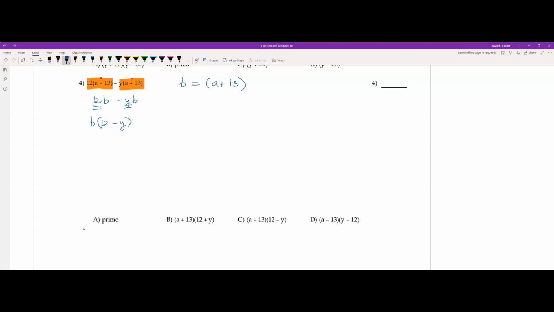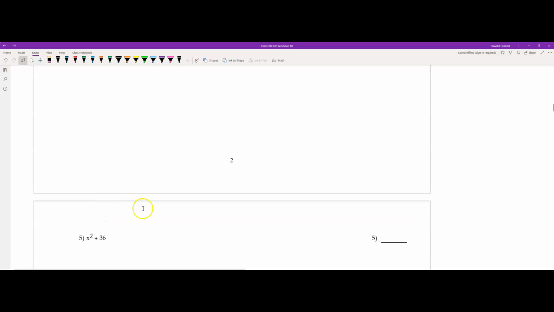That's called factoring. So now that I know that b is equal to a plus 13, now I can replace b with a plus 13 times 12 minus y. That's it. That's the way you deal with this one. Obviously, you don't have to replace by b, but if it helps you in your process, then please do so. All right, so let's move on.